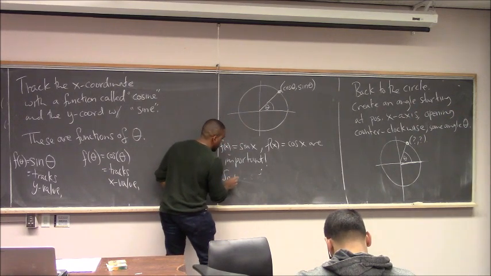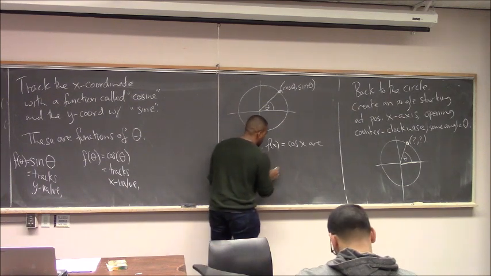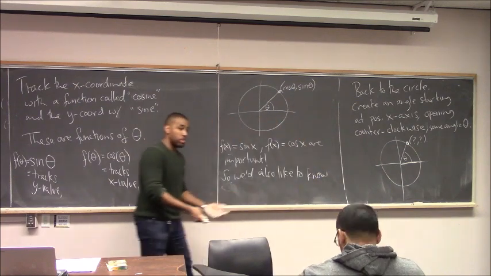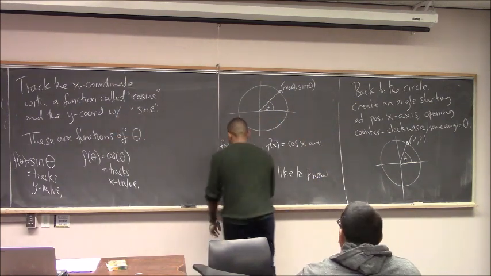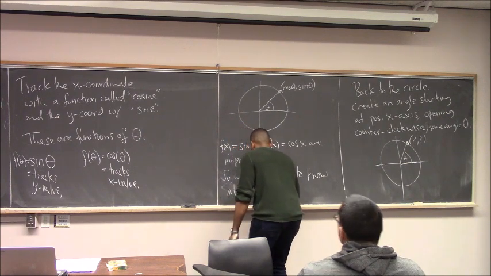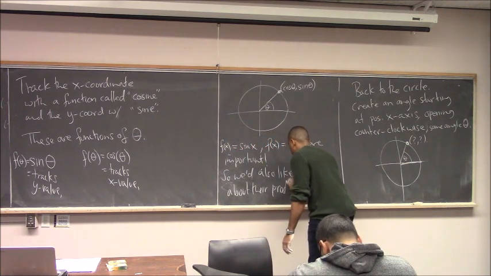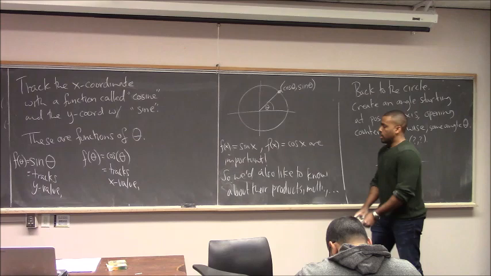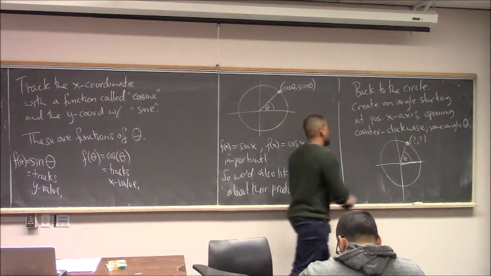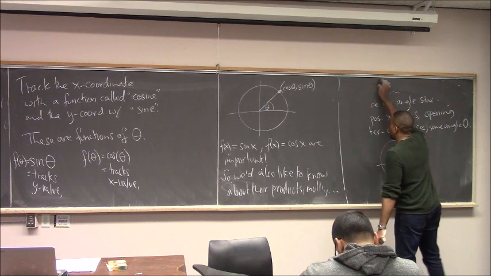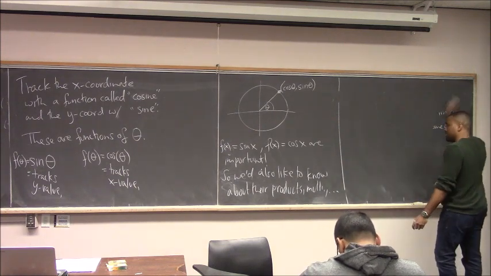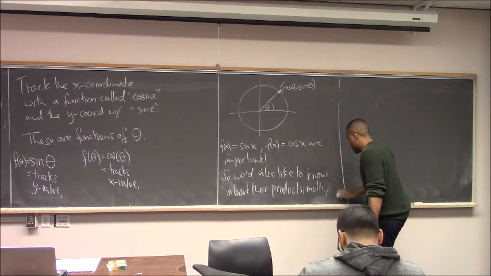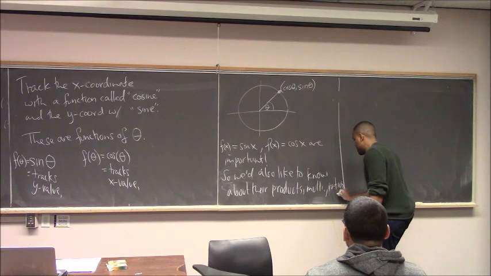So we'd also like to know, how can we add them? How can we multiply them? How can we divide them? That sort of thing. Their products, their multiples, etc. Now, the products are going to be a little bit later, because once we start talking about the product of sine and cosine, we'll get into things like the double angle formulas, the addition formulas, etc. But the ratios are actually pretty easy to deal with.